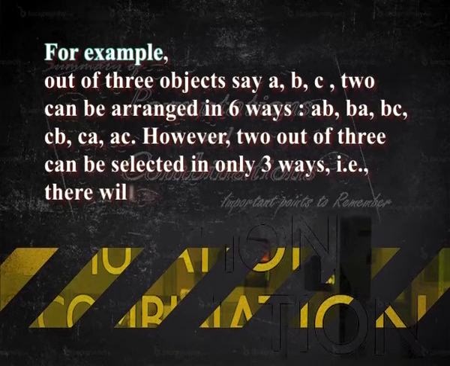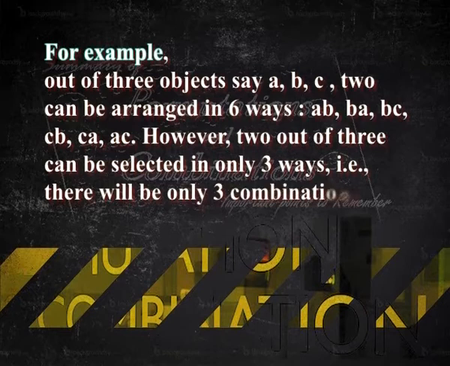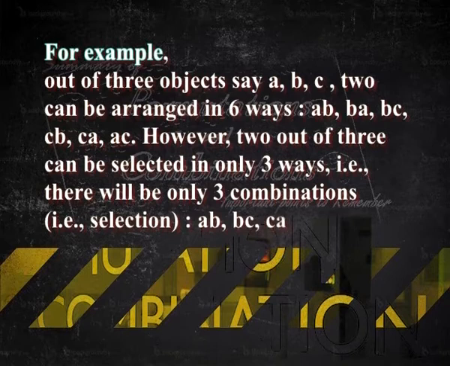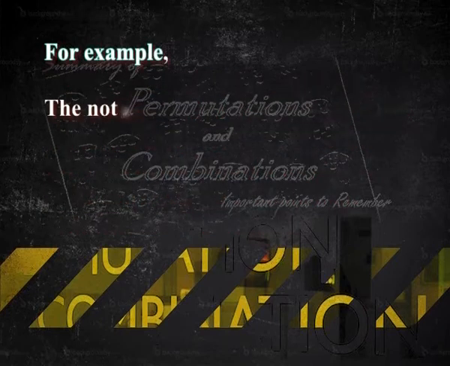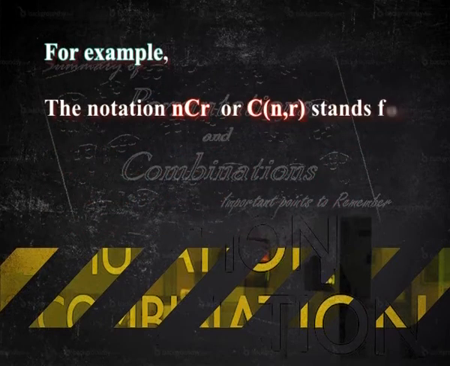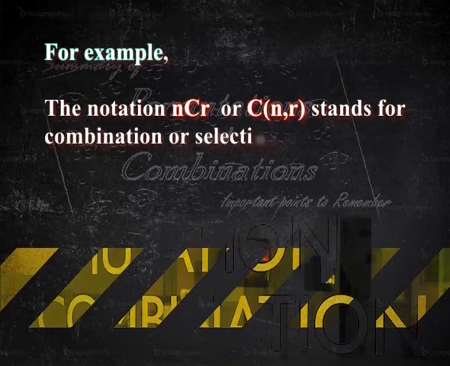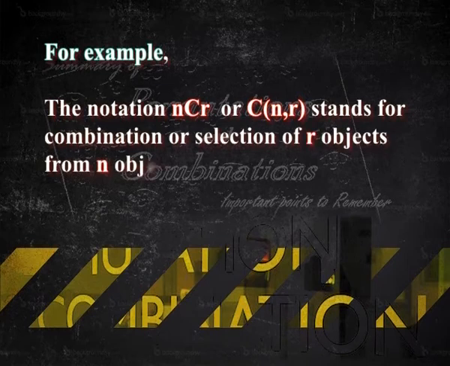However, 2 out of the 3 can be selected in only 3 ways. That is, there will be only 3 combinations. That is called selection. So the 3 combinations will be AB, BC or CA. The notation n choose r stands for the combination or selection of r objects from n objects.